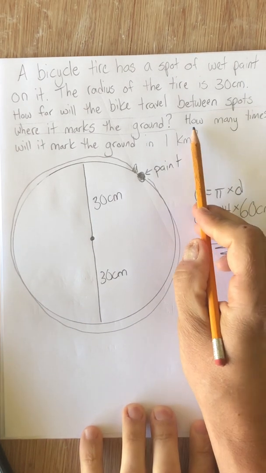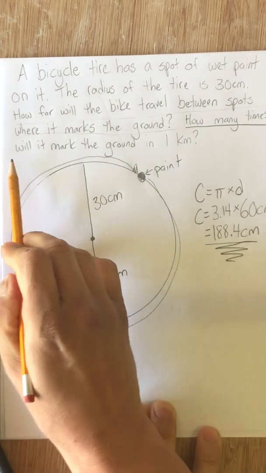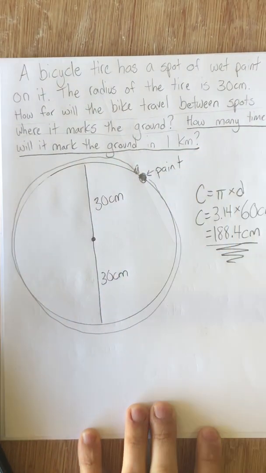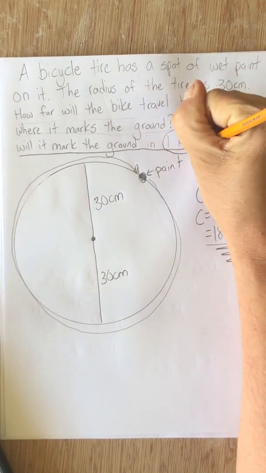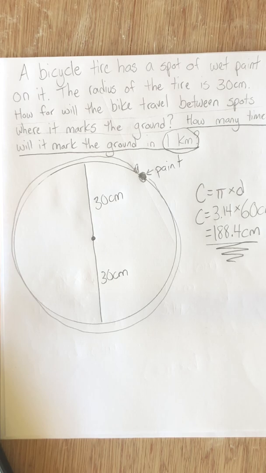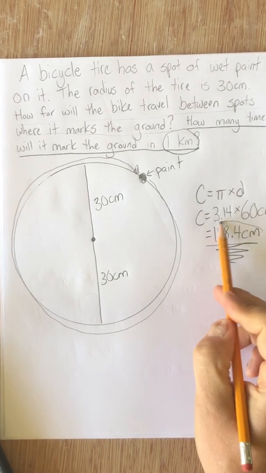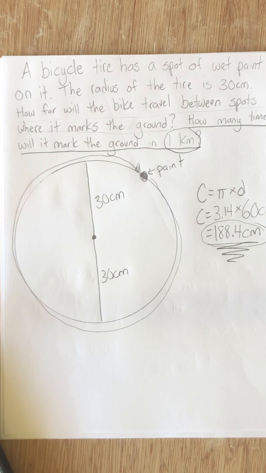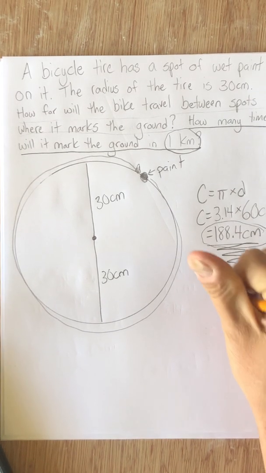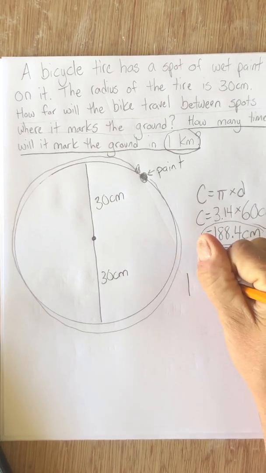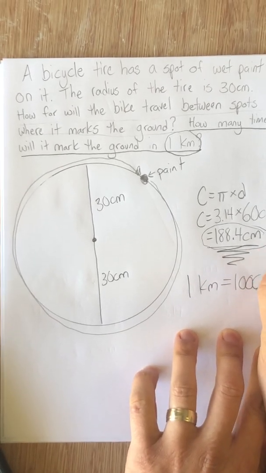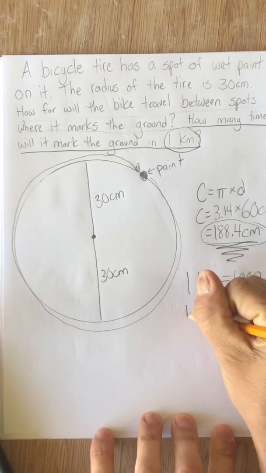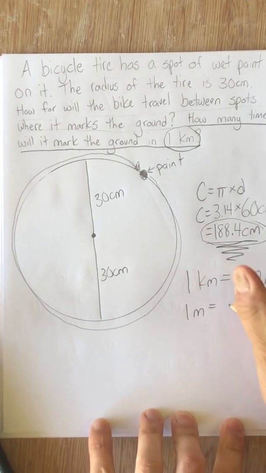Now let's take a look at this second part. How many times will it mark the ground in 1 kilometer? Well, first thing we should notice is that we're talking about kilometers here. So I want to know how much it goes in a kilometer. Here, we're talking about centimeters. So for this one, we need to do a little bit of a unit calculation. Remember that 1 kilometer is 1,000 meters, and 1 meter is 100 centimeters.